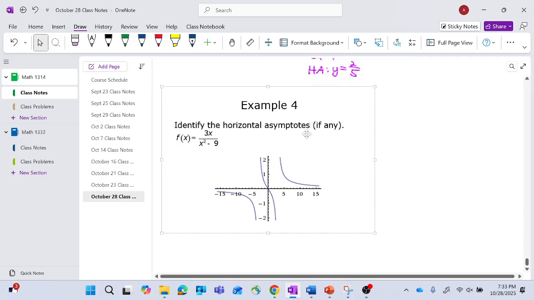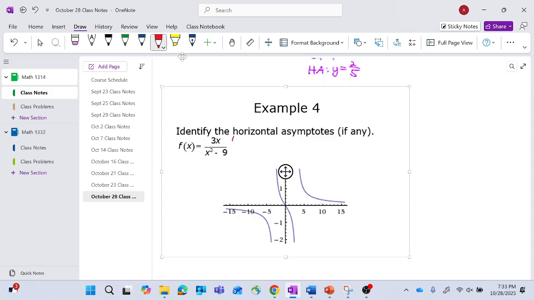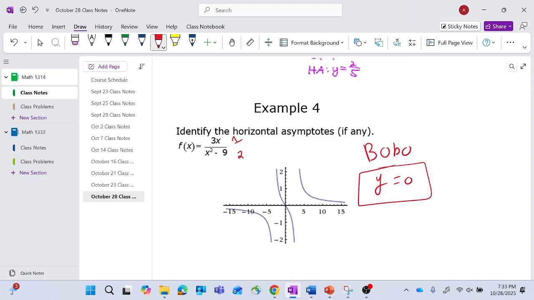So I want to figure out the horizontal asymptote of this function, if any. So remember, Bobo bot eats DC. We're going to see, well, what is the degree of the top compared to the bottom? So the degree of the top is 1. And the degree of the bottom is 2. Right? So the degree of 1 over degree of 2. So that means it's bigger on bottom 0, that is Bobo. So y equals 0 is your horizontal asymptote. Right? Bobo, bigger on bottom 0. So because your degree is bigger on bottom, your horizontal asymptote is 0.